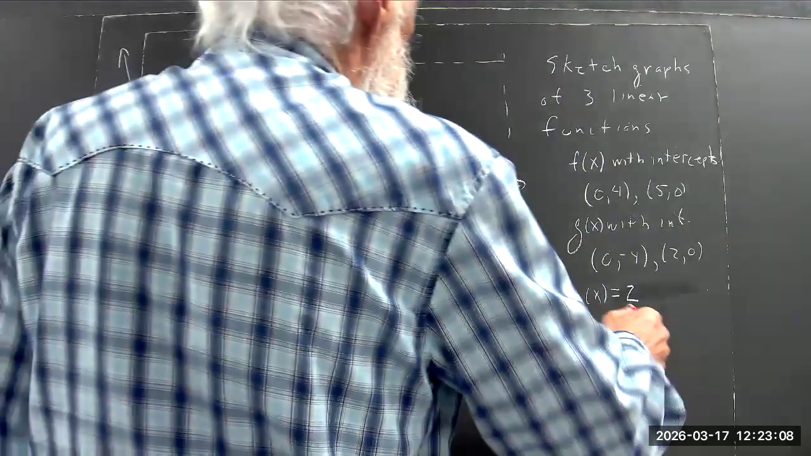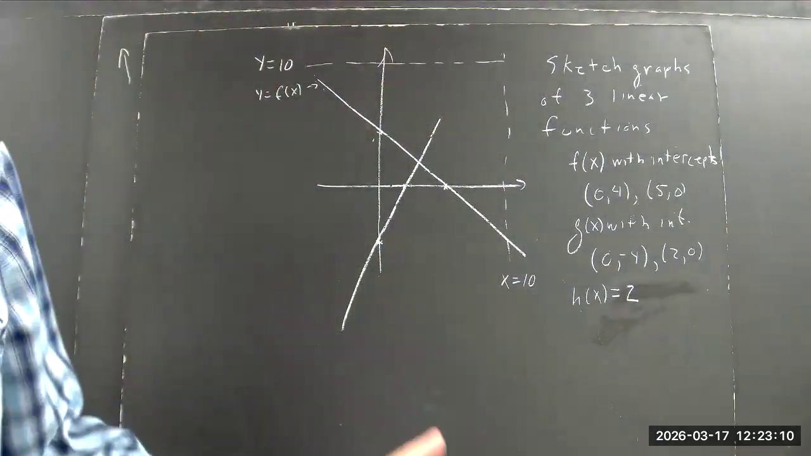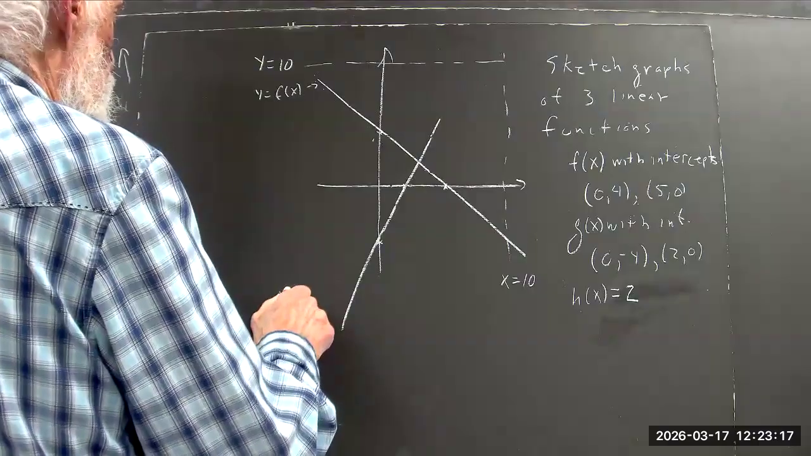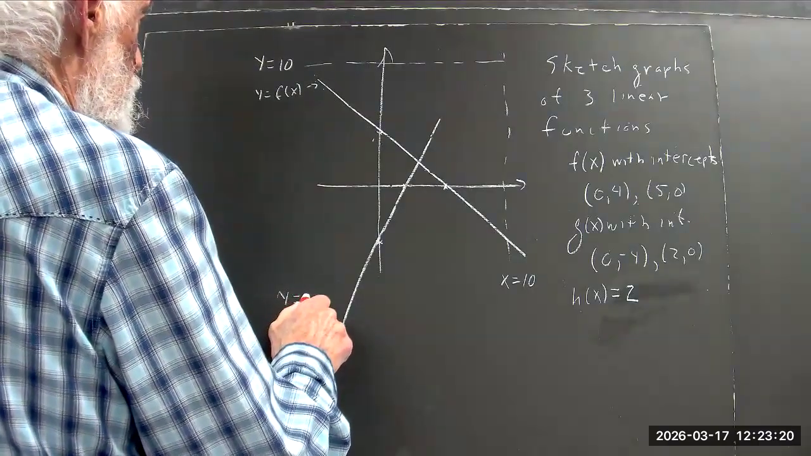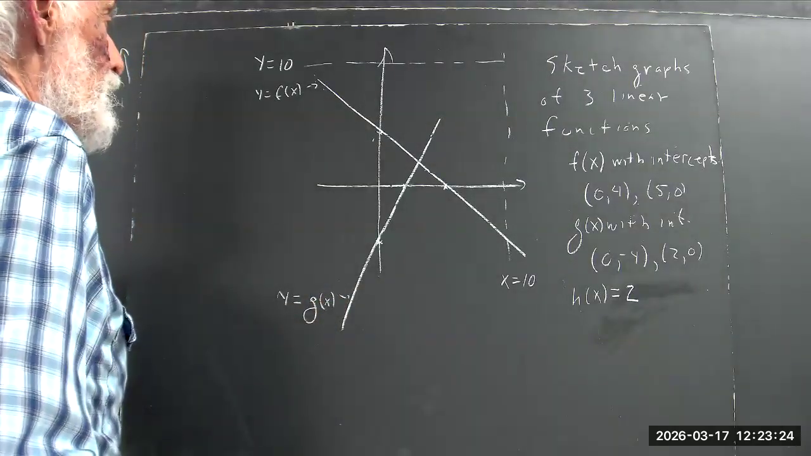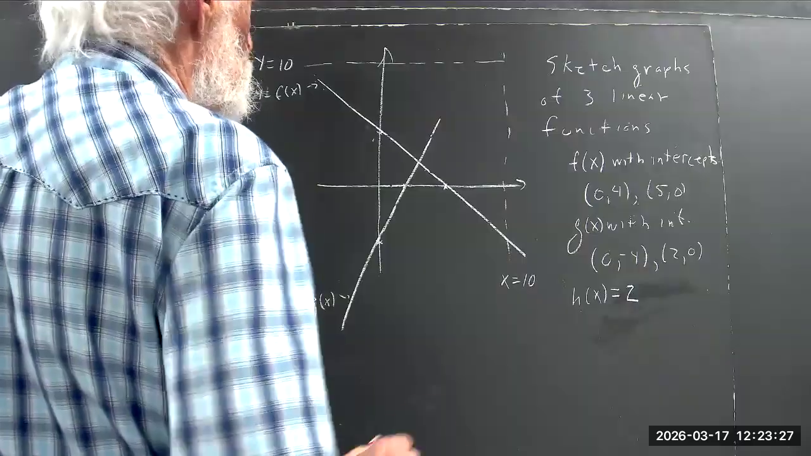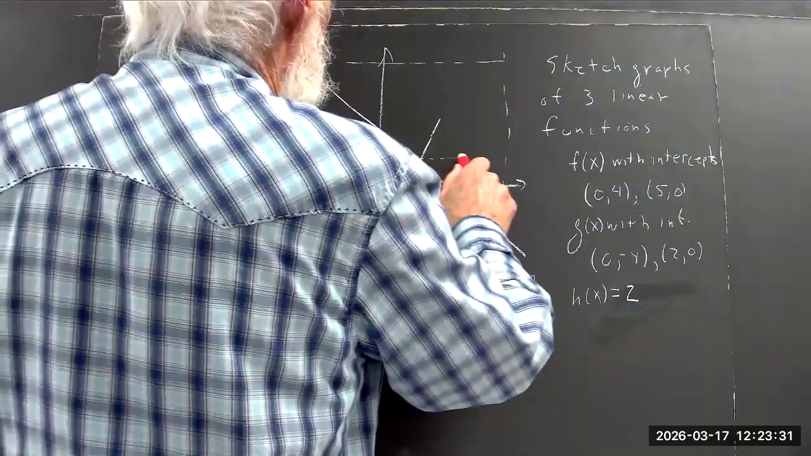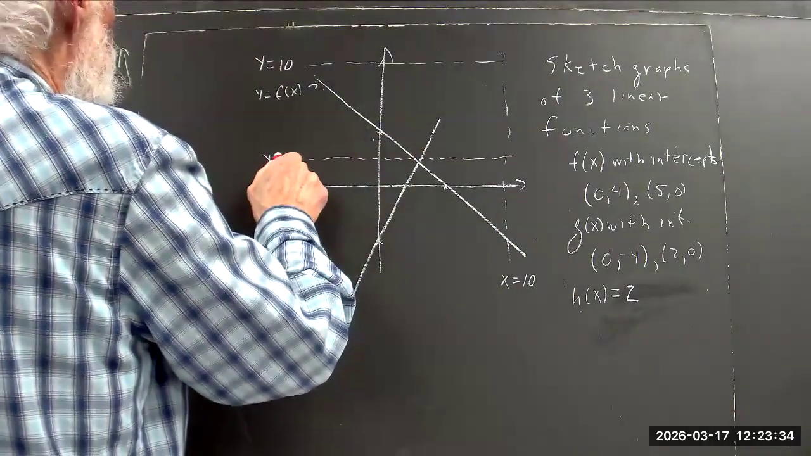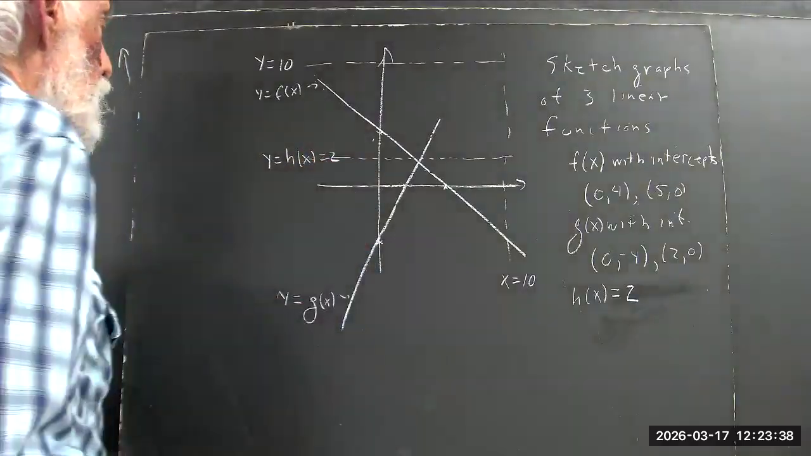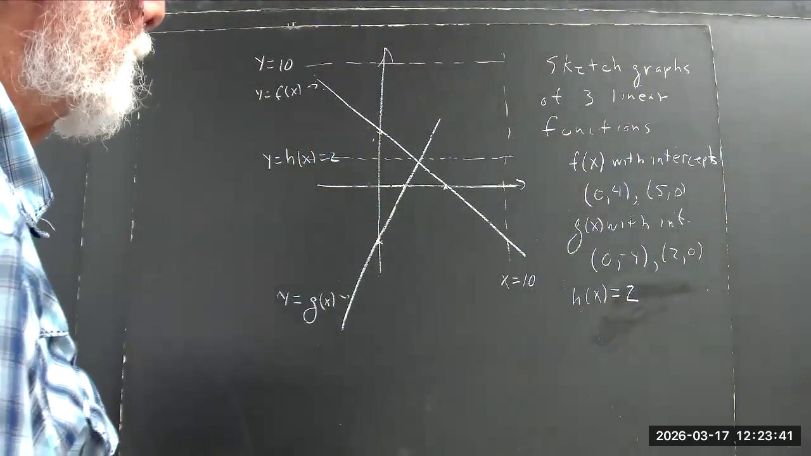And then h(x) equals 2. Well, that's just a constant value. h(x) equals 2 means y equals 2. So here's y equals g(x) that we just drew, let's label that. And then h(x) equals 2. Let's see, y equals 2 is about here. y equals h(x), which equals 2.